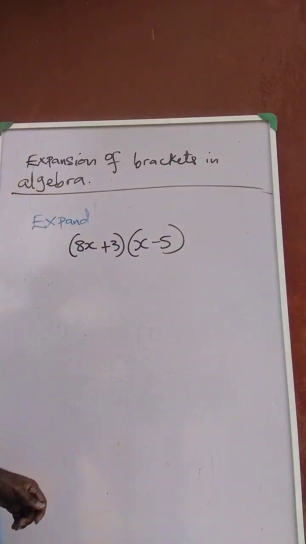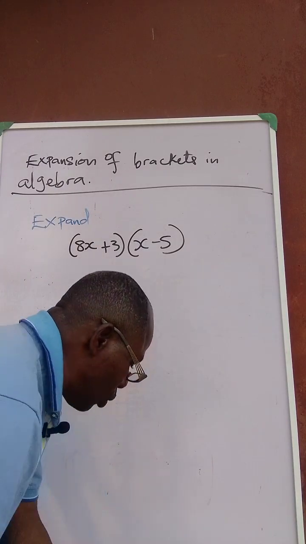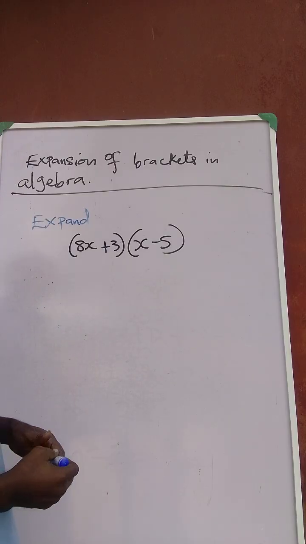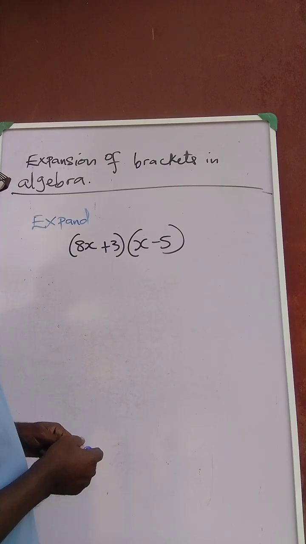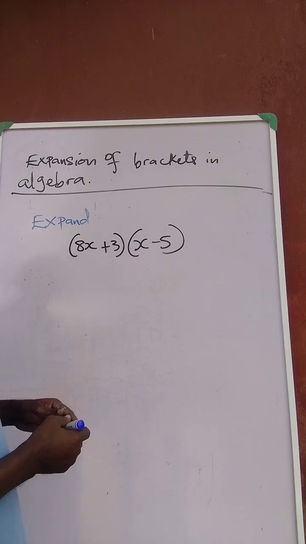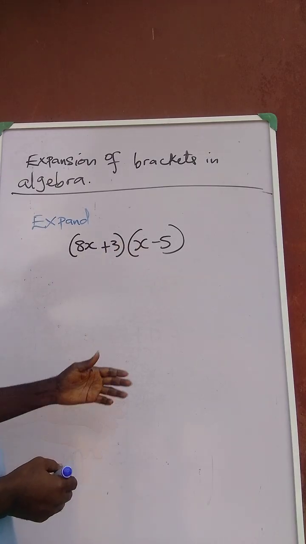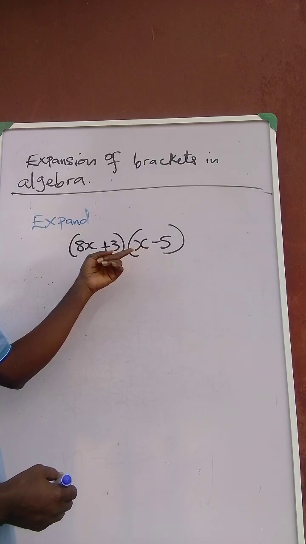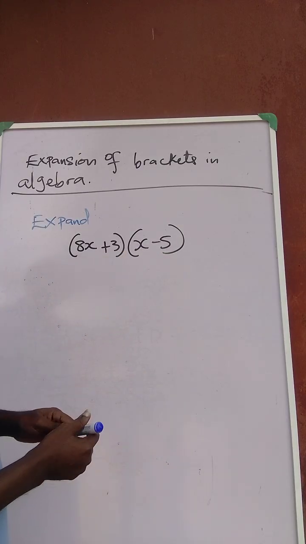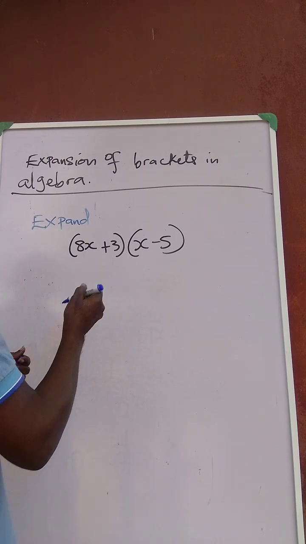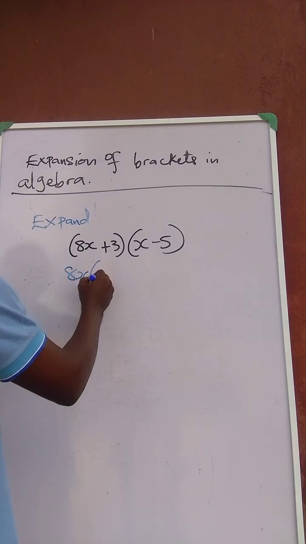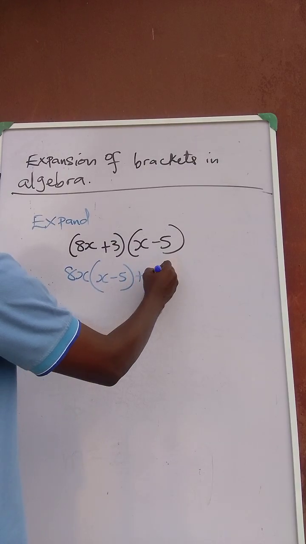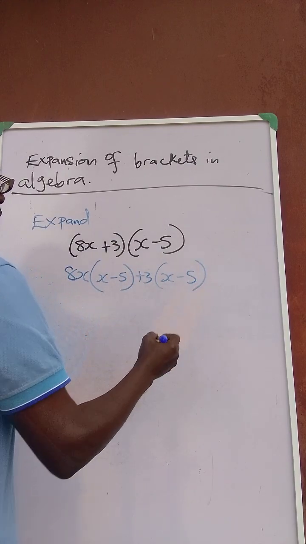Okay, now you do the same thing. Let me use a blue marker. Now what do you do here? The same thing I did in the first one. You can take any of the brackets, either you use the second one or the first one. Anyone is okay, but you do it the same way. So let's use the first one, 8x times x minus 5, and plus 3 times x minus 5.